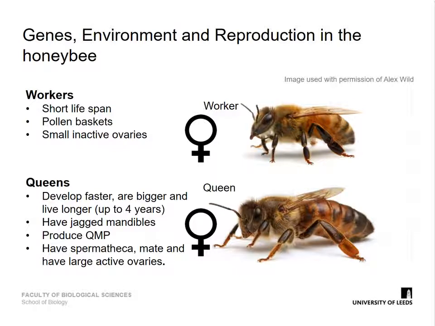Now, if a queen and worker bee were sat side by side on the table, it would be very easy to suggest that they're different species. They look quite different. The queen is bigger, and she's got these jagged mandibles, but actually, not only are they the same species, but they're largely derived from the same DNA. So how do we get a queen and a worker, these animals with 2 different physiologies and 2 different phenotypes, developing from the same DNA?